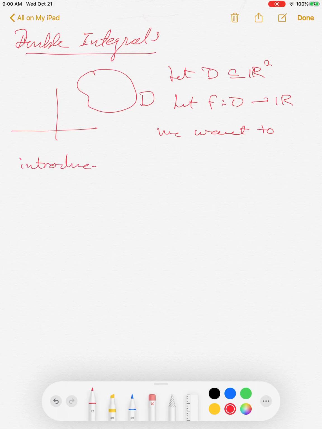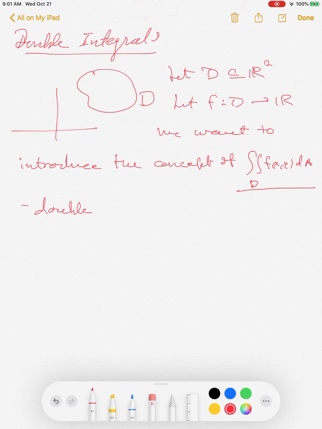And let us take a function f from D to R, and we want to introduce the concept of double integral of f(x,y) dA over the region D. The word double is only because it's in 2 dimensions. So the integral of f over D. Before we do that, let me revise how the concept of integral was defined. Definite integral was defined in 1 variable.